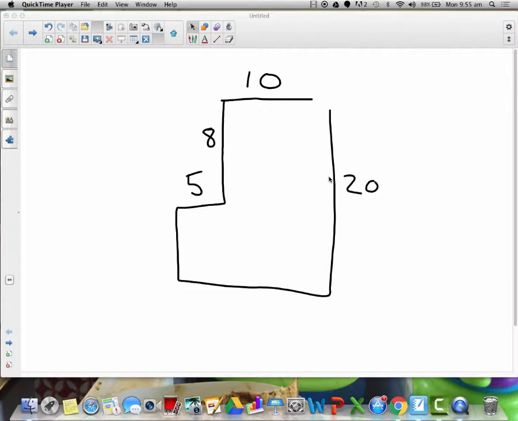Right, and 3, 2, 1, thank you. You should have drawn this shape, thank you very much. And sometimes when we find the area of a shape, some of the numbers are missing. I repeat, sometimes when we find the area of a shape, some of the numbers are missing.